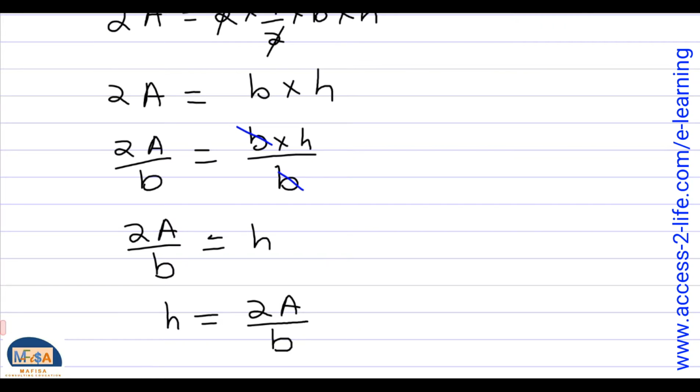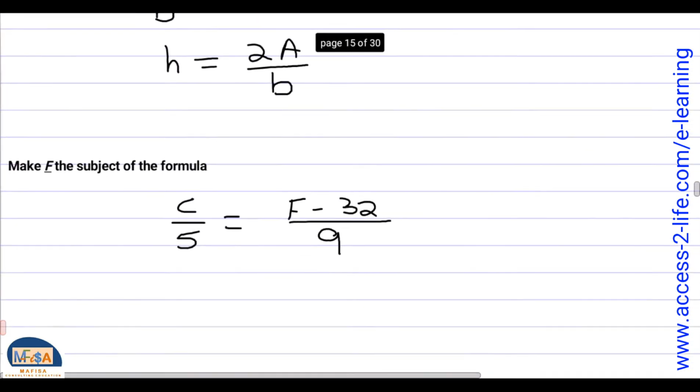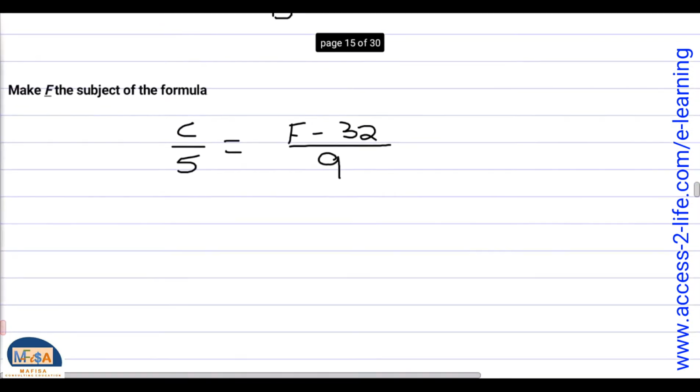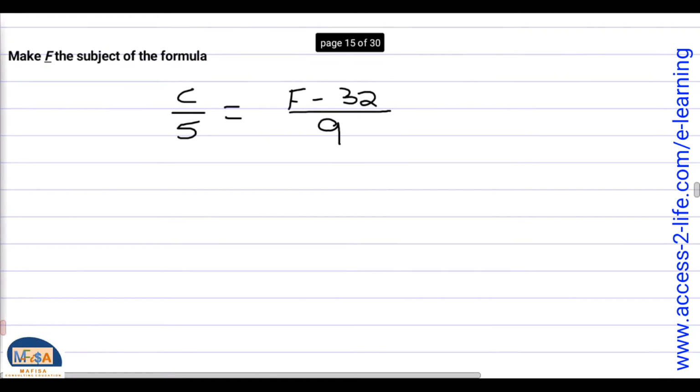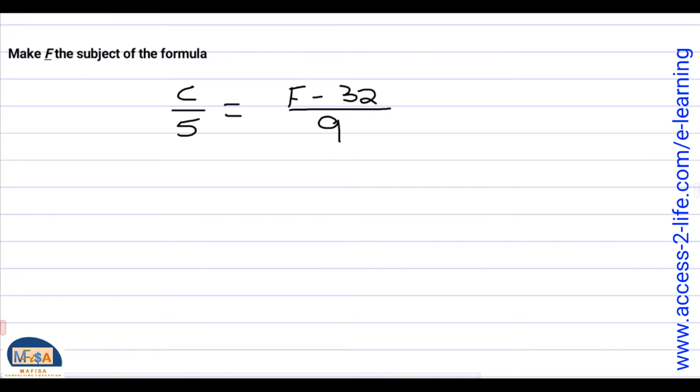Next we've got the expression c over 5 equals f minus 32 all over 9, and we're asked to make f the subject of the formula. So once again, what we're trying to do is find a way to have the f by itself on the one side of the equals sign and everything else on the other side of the equals sign. So if we look at this, we realize that the first thing that we need to do is to get rid of the 9 at the bottom. In order to do that, we can multiply both sides by 9.